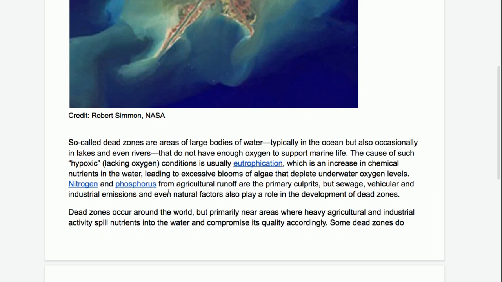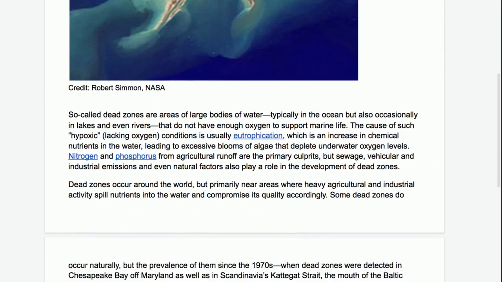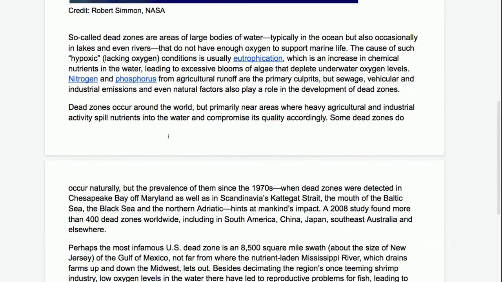Nitrogen and phosphorus from agricultural runoff are the primary culprits, but sewage, vehicular, and industrial emissions, and even natural factors also play a role in the development of dead zones. Dead zones occur around the world, but primarily near areas where heavy agricultural and industrial activity spill nutrients into the water and compromise its quality accordingly.